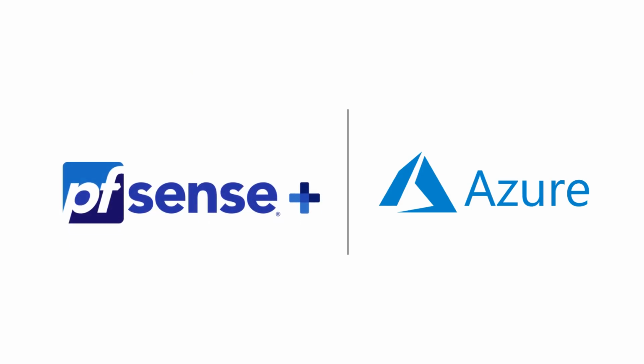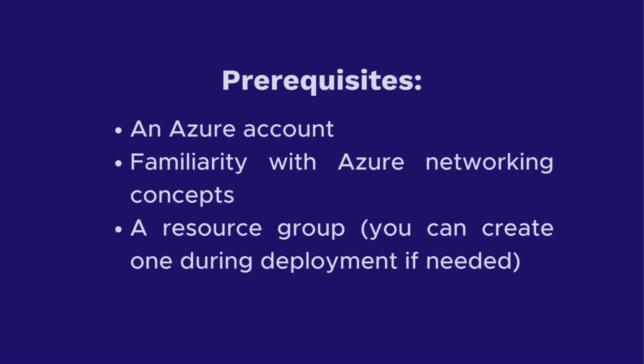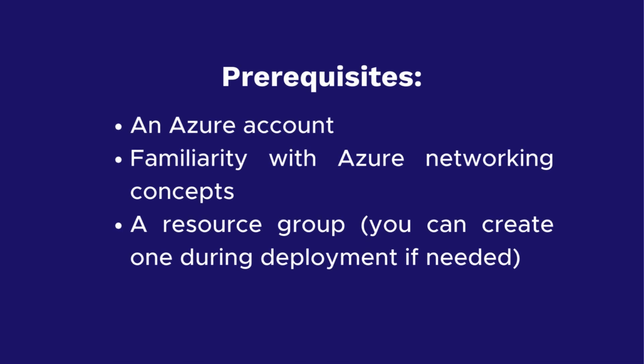Whether you're looking to secure your cloud infrastructure or implement a VPN solution, pfSense Plus on Azure provides a flexible, powerful solution with no artificial throughput limits or feature licensing tiers. Let's get started. Before we begin, you'll need a few prerequisites: an Azure account, familiarity with Azure networking concepts, and a resource group. You can create one during deployment if needed.